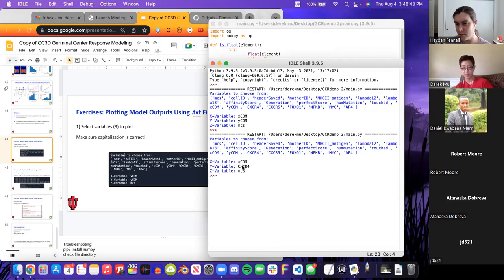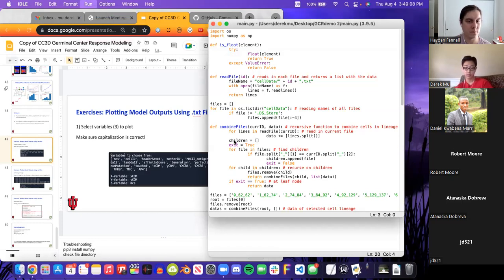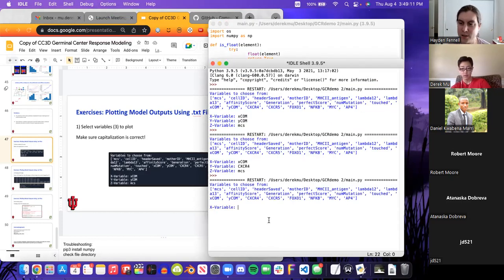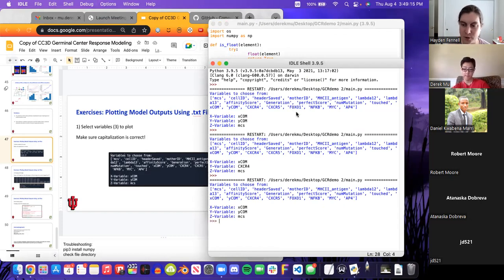Yeah, so just try for yourself and choose any of the variables from this menu. Just make sure that the capitalization is correct. And after you run it, you should be able to see your mygraphs.png update with a new graph each time. Has anybody been able to run this and found an interesting plot they might want to show? I won't ask you to interpret it, don't worry.